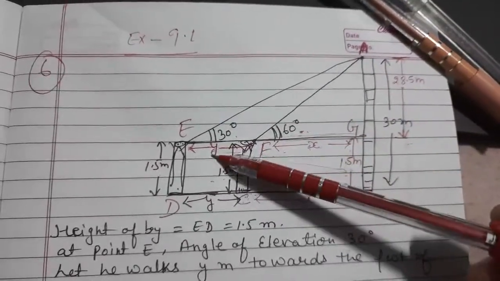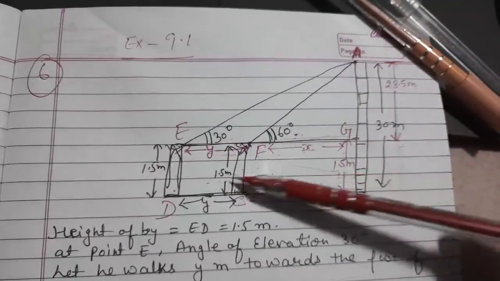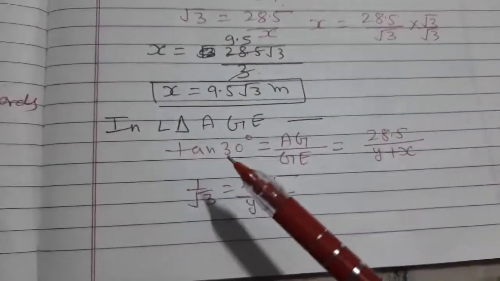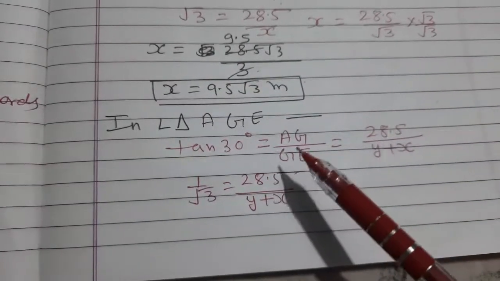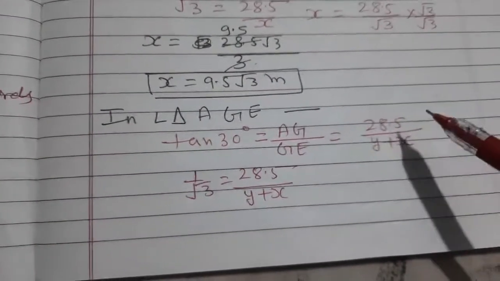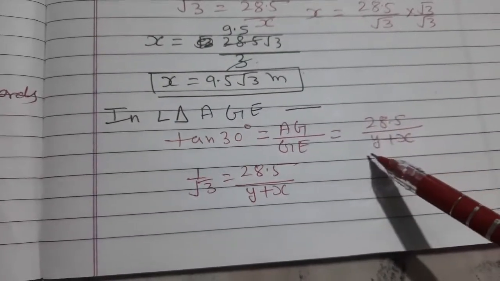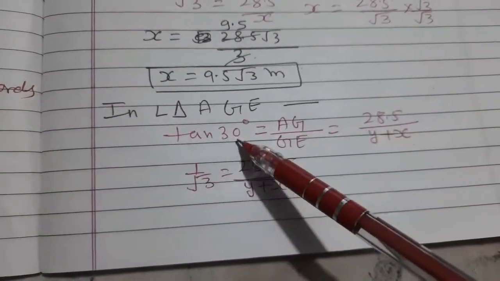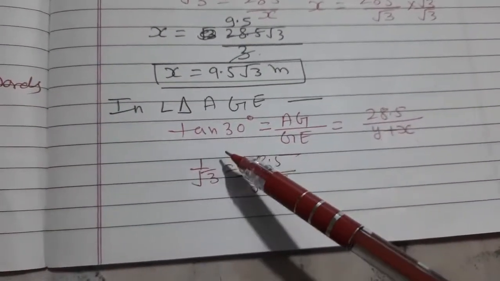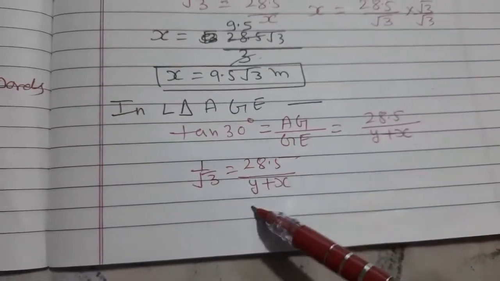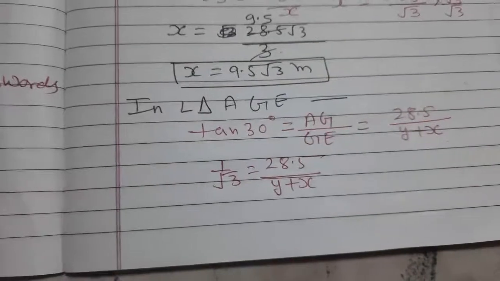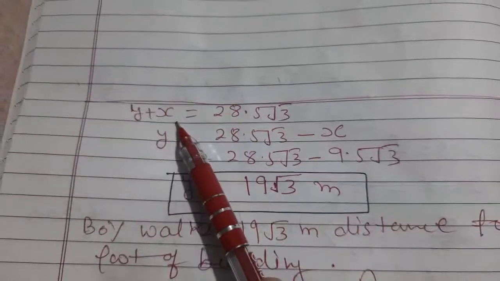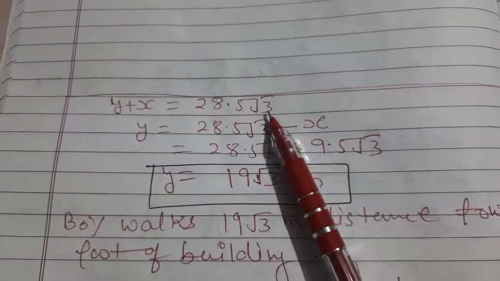In AGE, this y and this x distances are included. So now tan 30 degree is equal to AG upon GE. AG is again 28.5 and GE is x plus y. The value of tan 30 degree is 1 upon root 3, so 1 upon root 3 equals 28.5 upon x plus y. Now we will do the cross multiplication. After cross multiplication, x plus y is equal to 28.5 root 3.